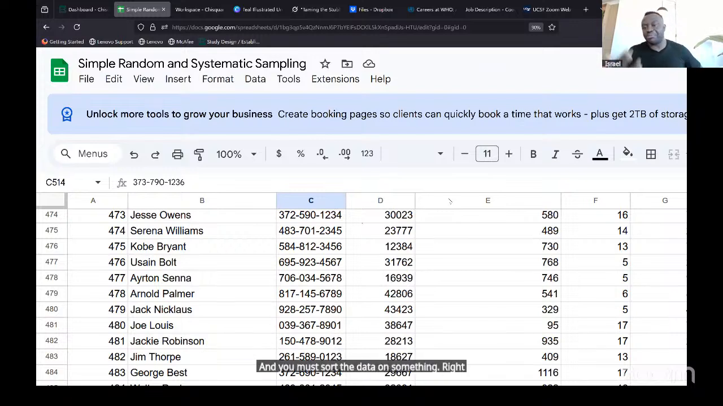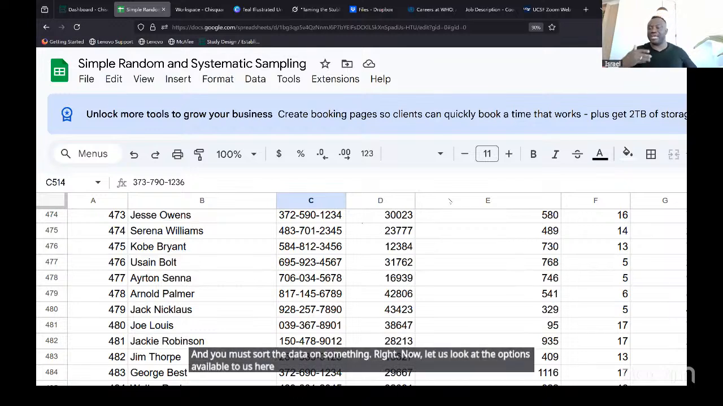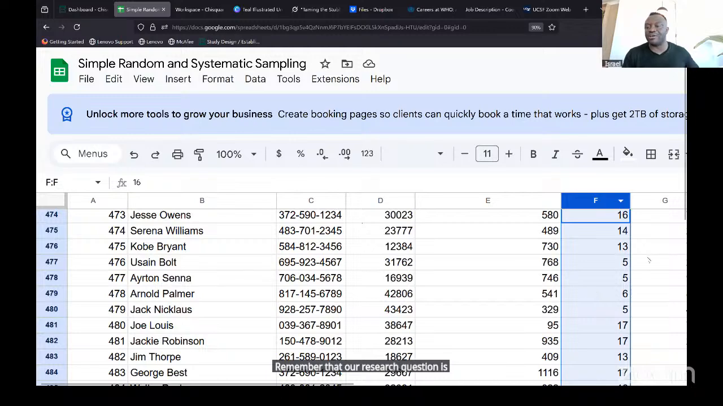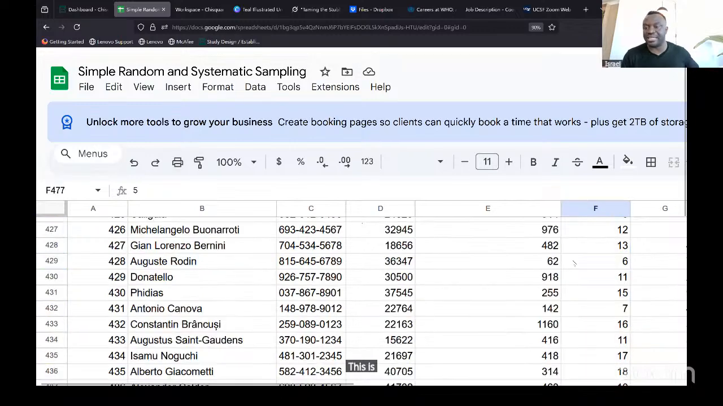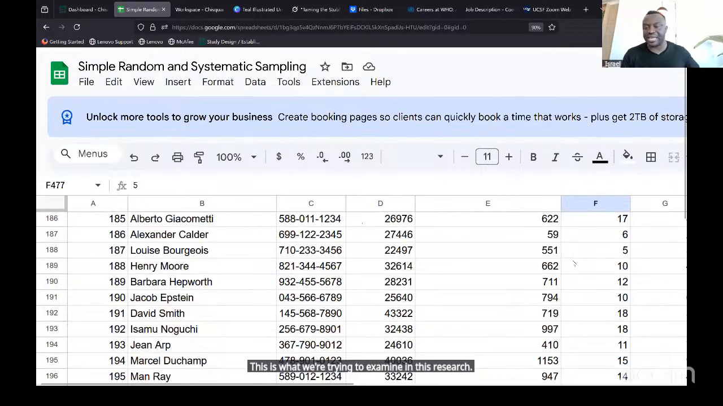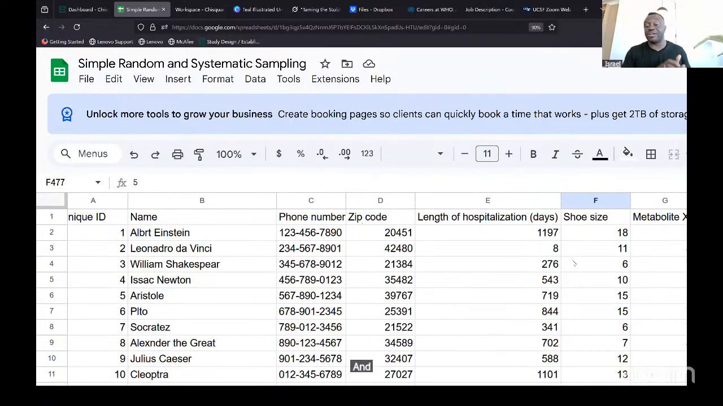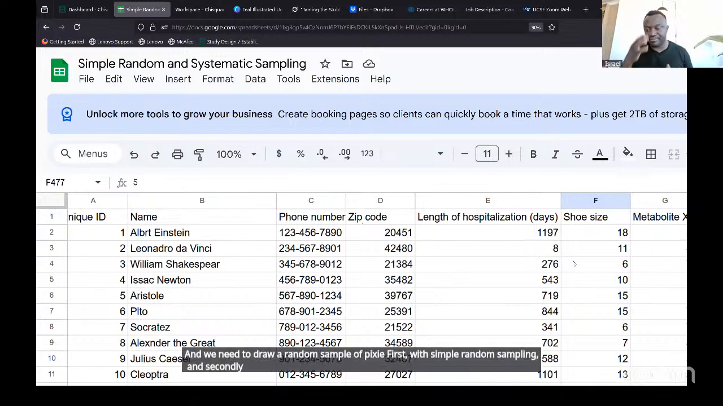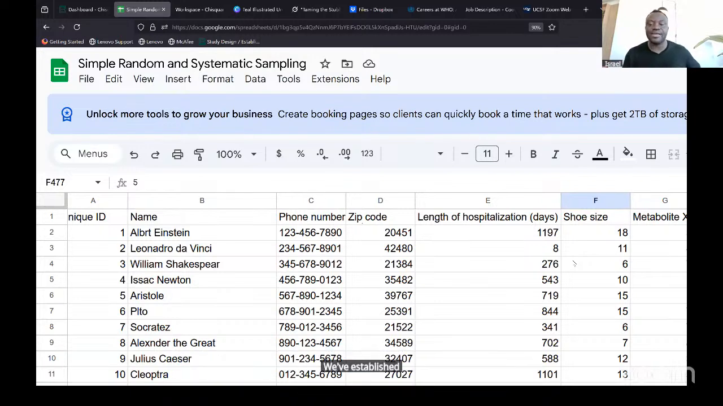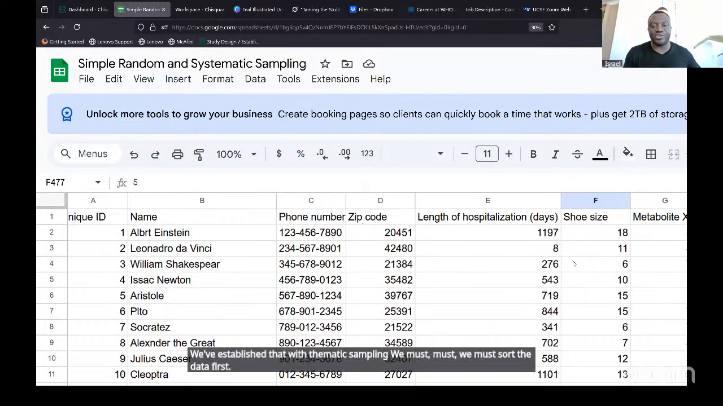Now, let us look at the options available to us here and make a reasonable decision about which one we should sort on. Remember that our research question is, what is the mean level of metabolite X? This is what we're trying to examine in this research. What is the average level of metabolite X? We have 510 people. For whatever reason, we cannot survey all of them. We can only survey 50. And we need to draw a random sample of 50, first with simple random sampling, and secondly with systematic sampling. We've established that with systematic sampling, we must sort the data first. So the question is, what do we use to sort the data?